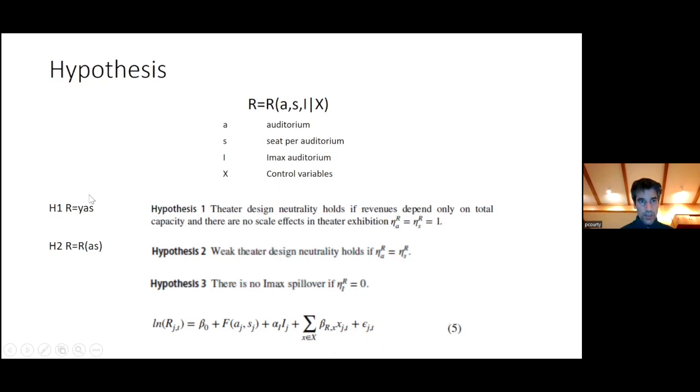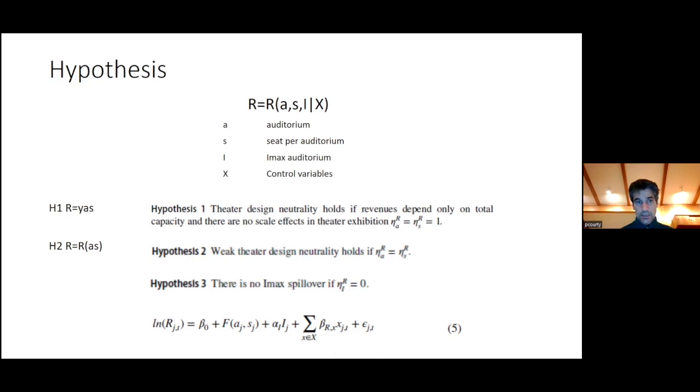So the first hypothesis would be the full design theater neutrality. It would be that basically total revenue is linear in total capacity. So total revenue is just a function of A times S. You tell me how many auditoria you have, you tell me how many seats per auditorium you have, I know the total number of seats, I can predict your revenue.